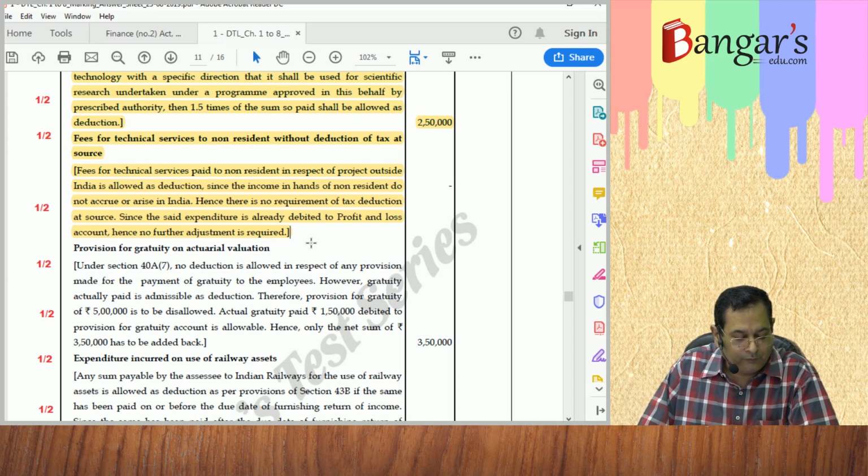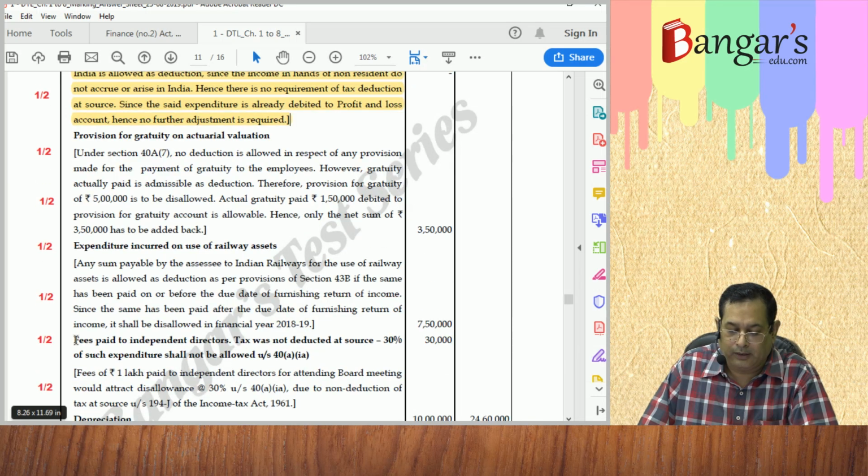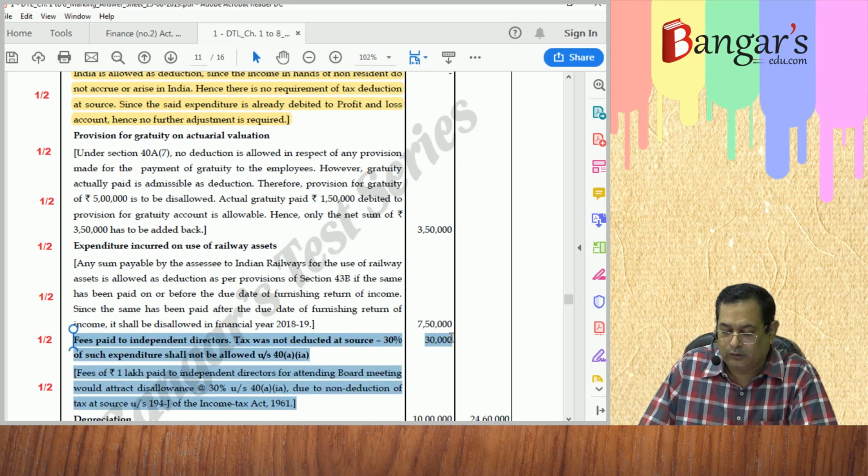Then fees of 1 lakh on account of professional services paid to independent directors. Under 194J, tax has not been deducted at source. So the same will be fees paid to independent directors without deducting tax at source. It will be disallowed here. The same will be disallowed at the rate of 30%.